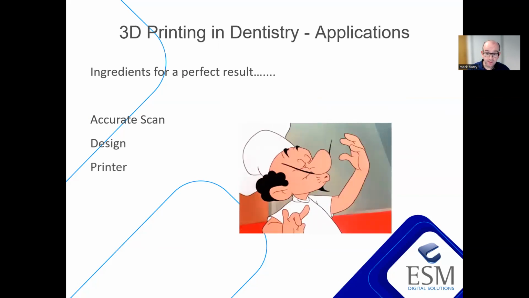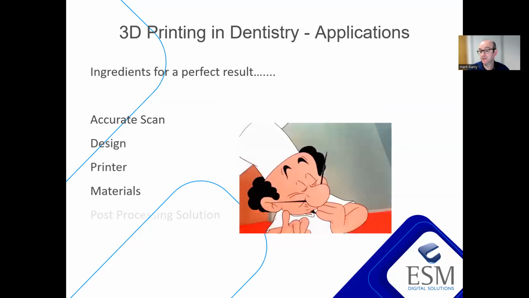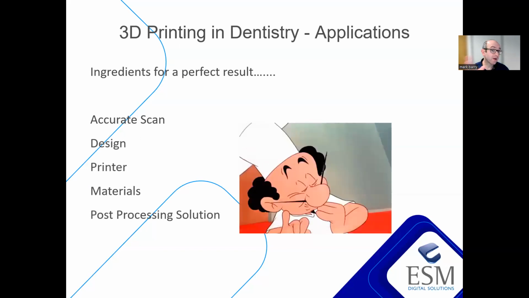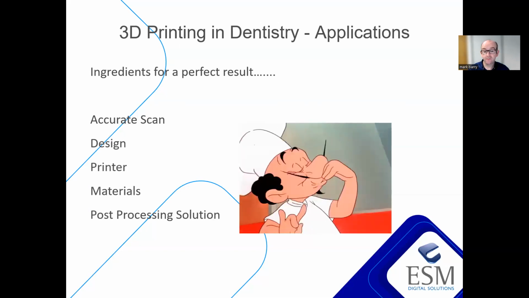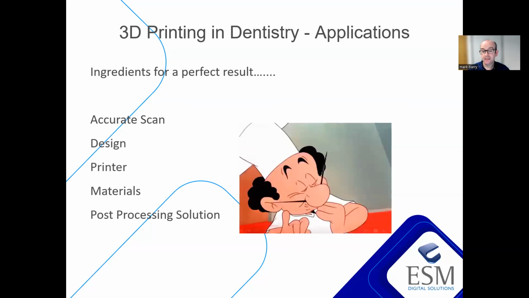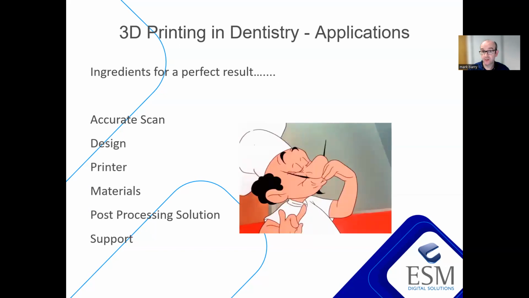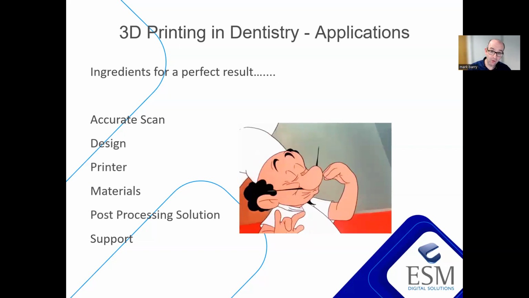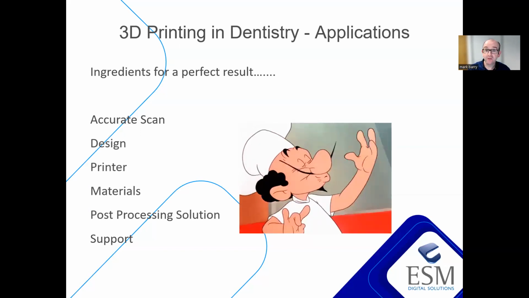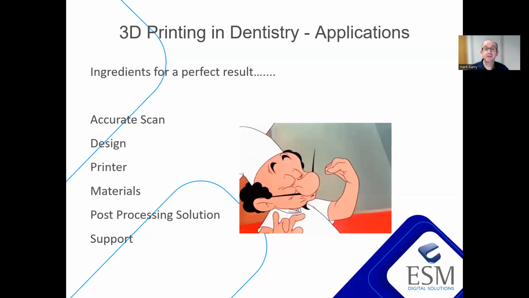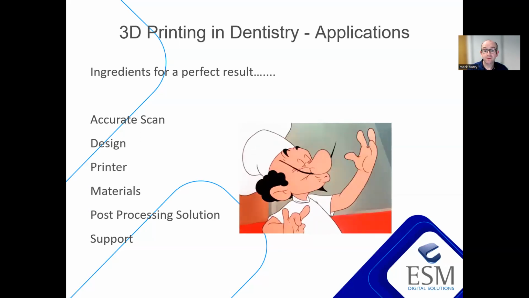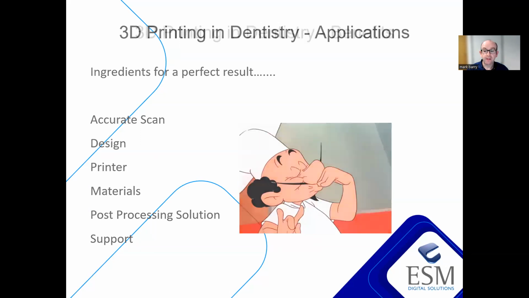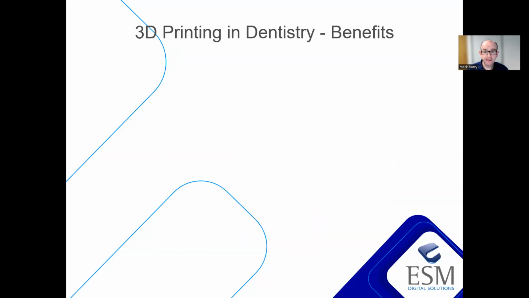Of course, the printer, the hardware itself, the materials that you put into it, the post-processing solution. So when the object comes off the printer, before it can be finally used, we call that step the post-processing stage. So we need to make sure we have the right equipment for that. And of course, support, whether that support's coming from a Facebook forum or from a manufacturer directly or a reseller company like ourselves that have training programs and can provide the level of support that you need to get onto that learning curve really quickly. Those are all the key ingredients.